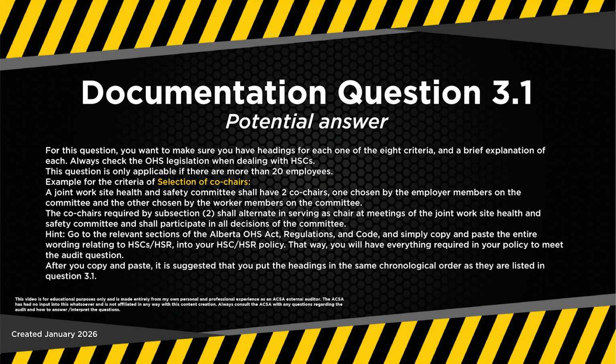Here's an example for the criteria of selection of co-chairs. Basically, what I've done is copy and paste right out of the legislation. You can see there it says a joint worksite health and safety committee shall have 2 co-chairs, etc. Again, the hint is to go to the relevant sections of the Alberta OH&S Act, regulations, and code, and simply copy and paste the entire wording so that you don't miss anything.